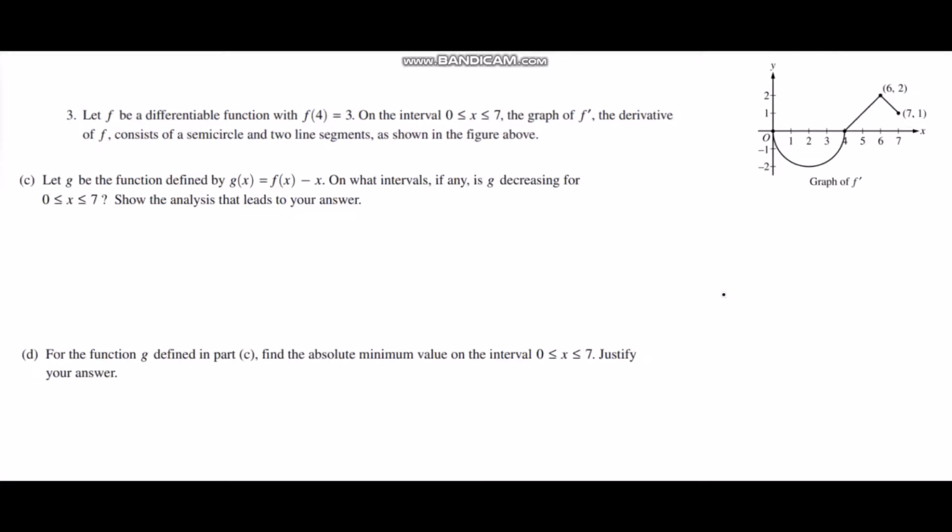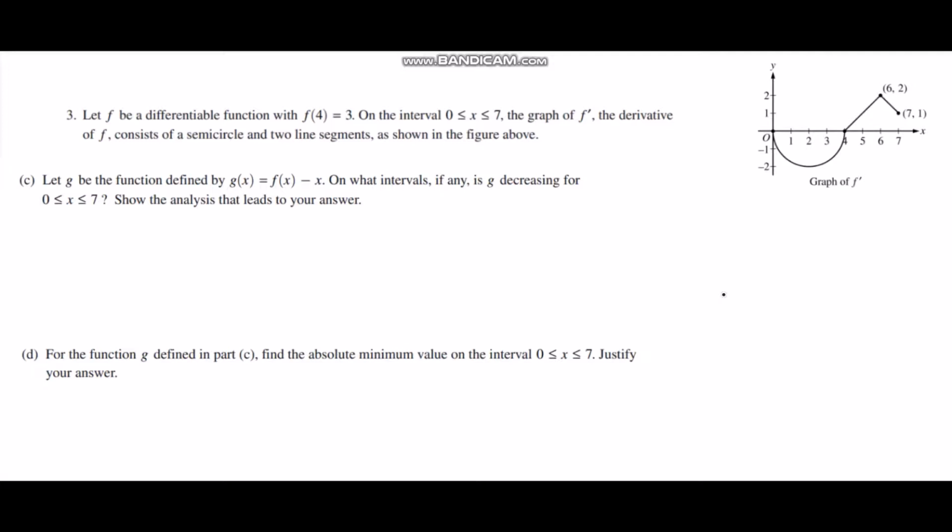So for part C, we have a new function defined here. We know that g of x is equal to f of x minus x, and we're looking to find the intervals on which g is decreasing. Well, when is a function decreasing? When its first derivative is negative.